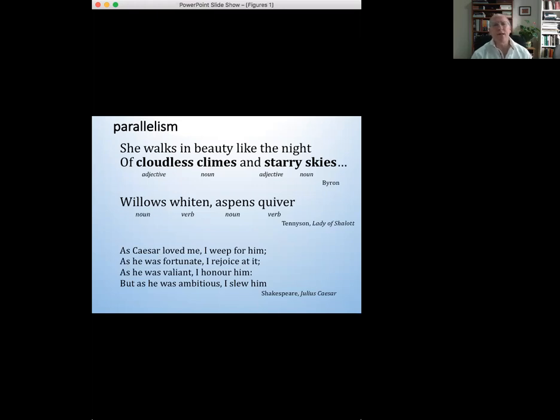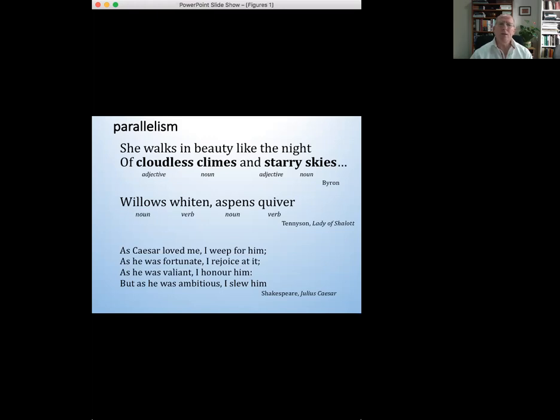Note the delicacy and tenderness of these lines from a short poem by Byron. "She walks in beauty like the night of cloudless climes and starry skies." It's delicate, balanced, and chanting. In part because we have a parallelism here. Two or more consecutive lines, clauses, or phrases that have the same grammatical structure. Here in the second line, we have adjective, noun, cloudless climes, and starry skies.